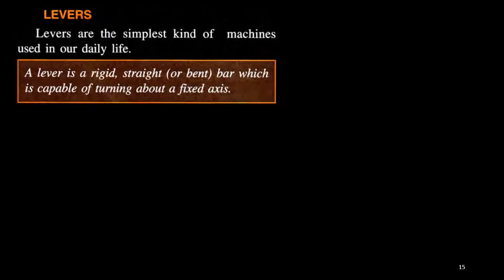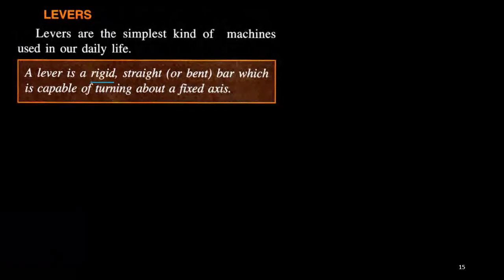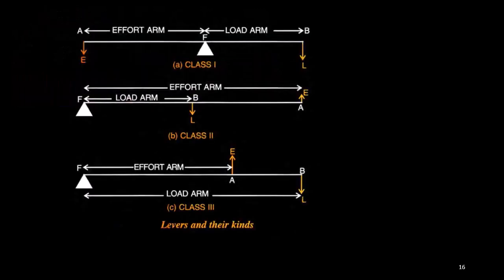Now come to another type of machine called a lever. A lever is basically a device which is a rigid, straight or bent bar, capable of turning about a fixed axis. There is one axis about which it can rotate, and that fixed axis is called the fulcrum. Depending on the position of the fulcrum, the lever may be of different types.